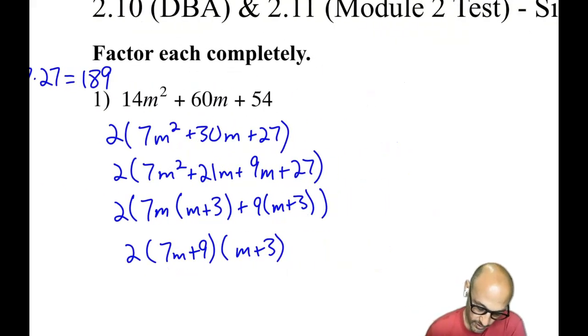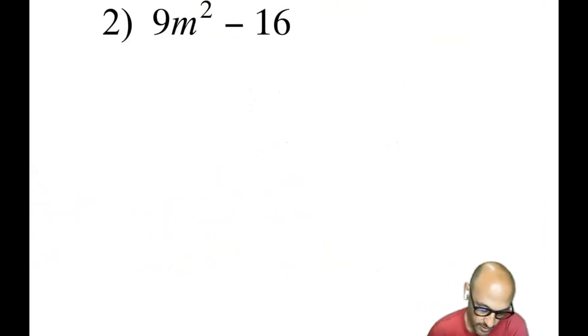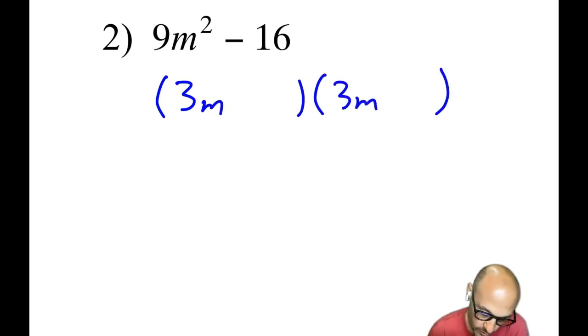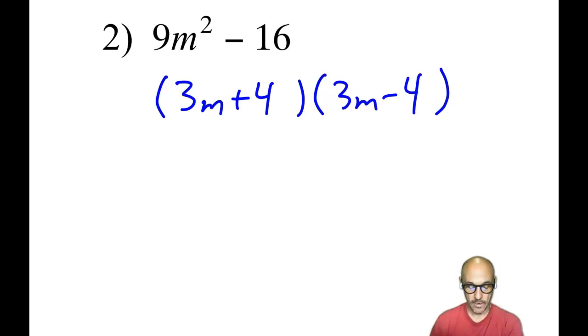That isn't really very nice. 9m squared minus 16. Oh, this is a difference of squares. 9 is 3 squared, 16 is 4 squared. So this is a difference of squares. Whenever it's a difference of squares, I always know that it's going to be a binomial, and then it's going to be whatever the square root of that is, so plus and minus. And that's it.